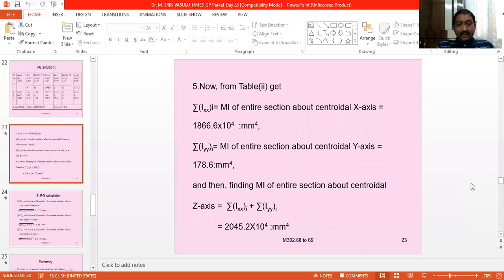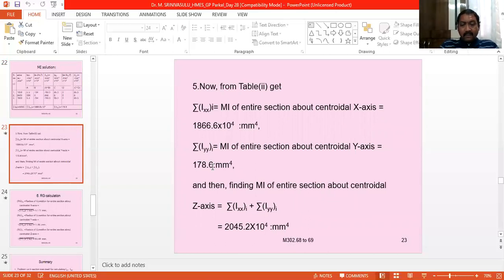Now the moment of inertia of the given section about its centroidal x-axis is equal to 1866.6 into 10 power 4 mm4, and the moment of inertia of the total section about the centroidal y-axis is equal to 178.6 into 10 power 4 mm4.